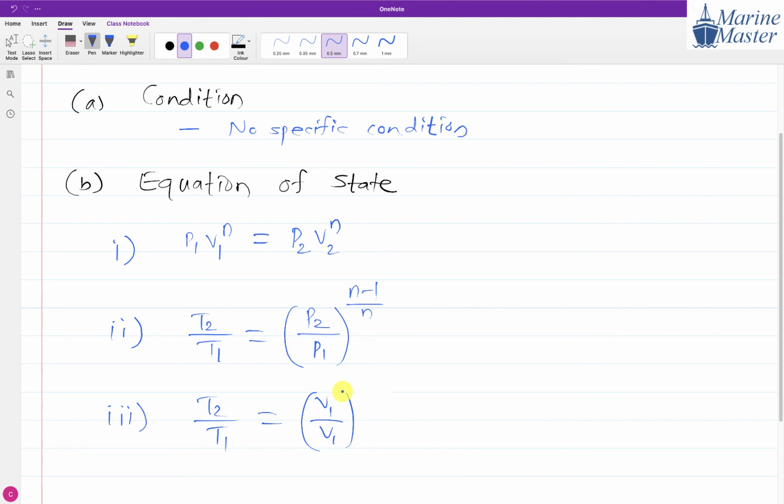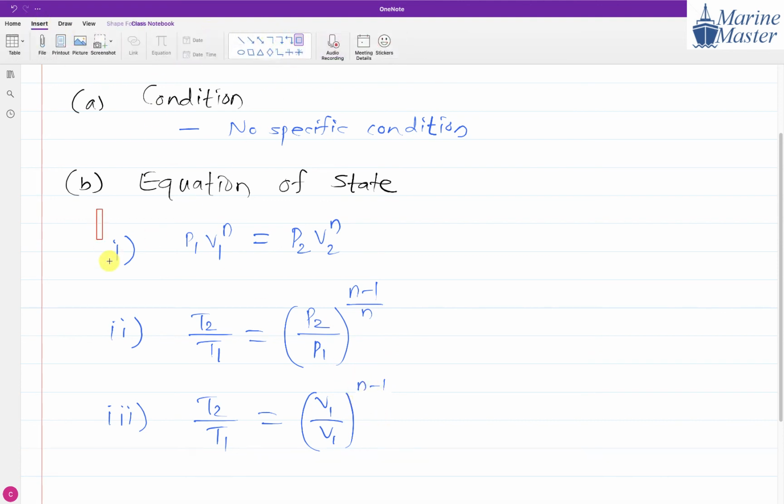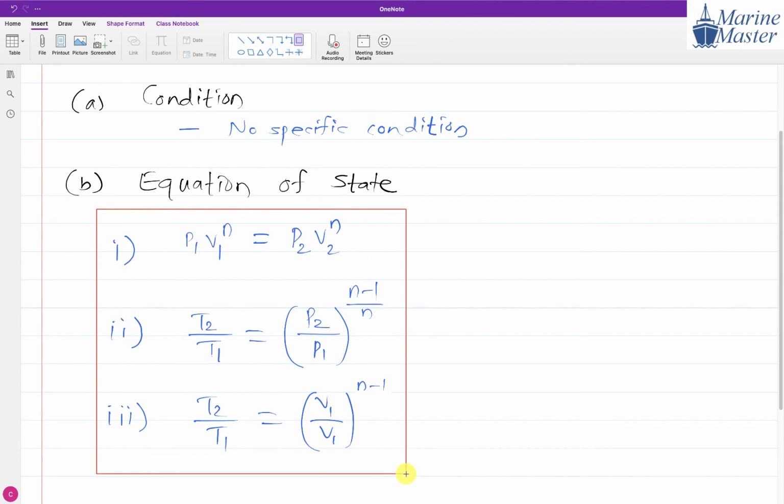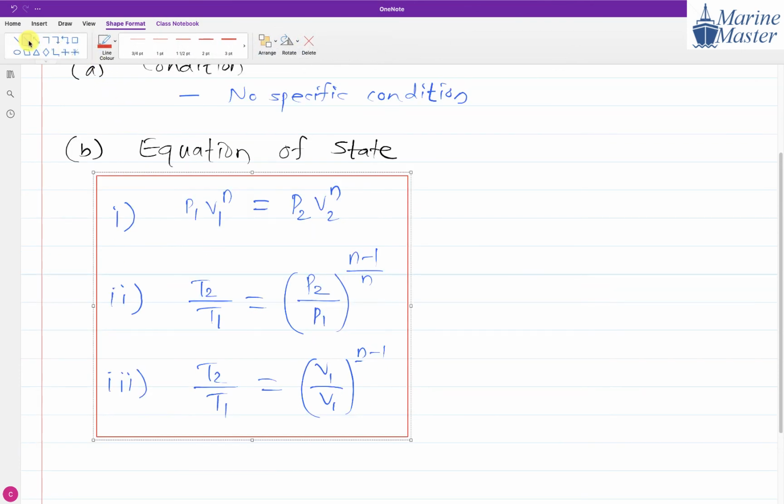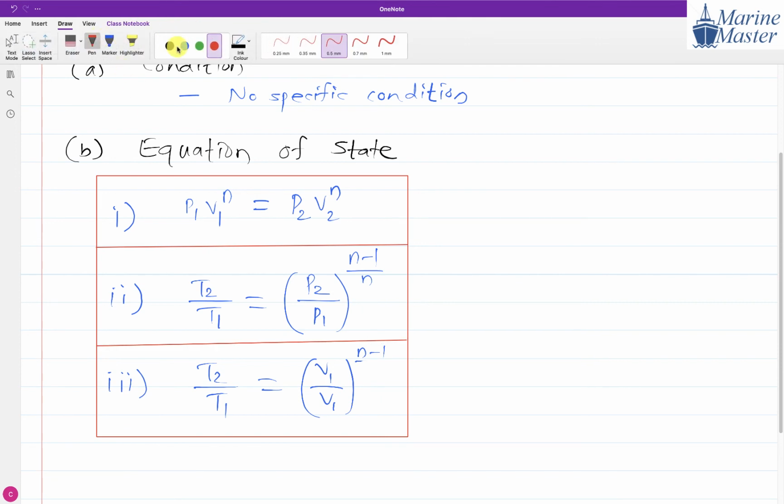Now in case of the isentropic or adiabatic process, what name have we given to that index? Isentropic index or adiabatic index, because that process is isentropic or adiabatic. Now here, what name can we give to this index n? Polytropic index. So n stands for the polytropic index.